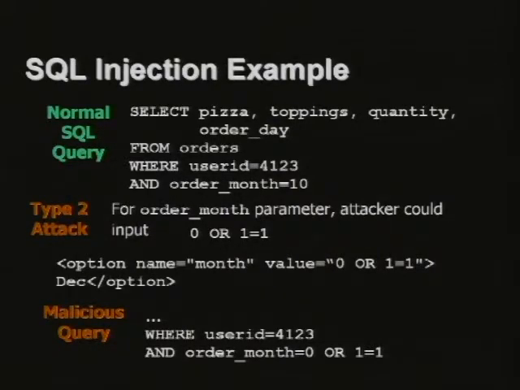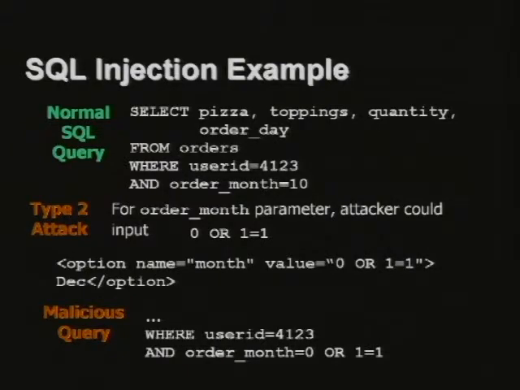Of course, an attacker has many options to still attack. What the attacker can do is choose 0 or 1 equals 1 to be the order month. So, the attacker can just download the HTML, modify the value to be 0 or 1 equals 1, correct some things in the form, and resubmit it to the website. Now, what happens when this input gets submitted is the query will be as before, except at the end it'll say where user ID equals 4123 and order month equals the order month provided by the user, 0 or 1 equals 1.